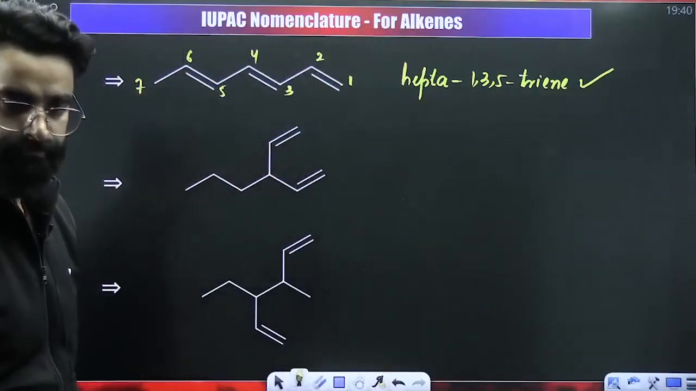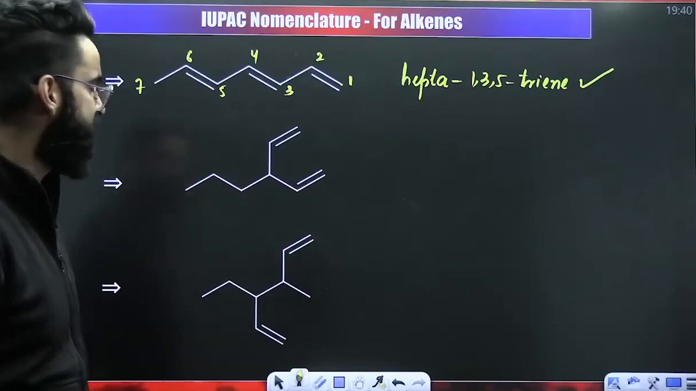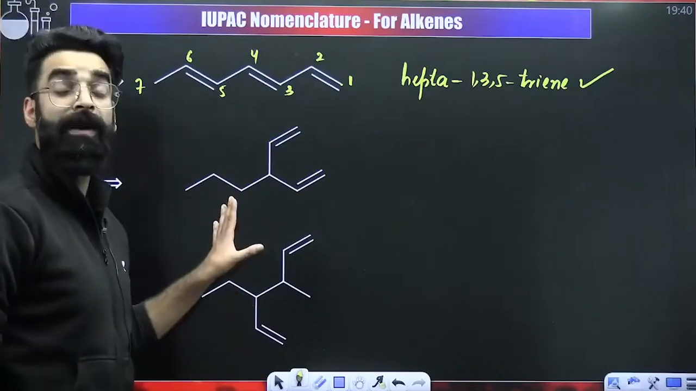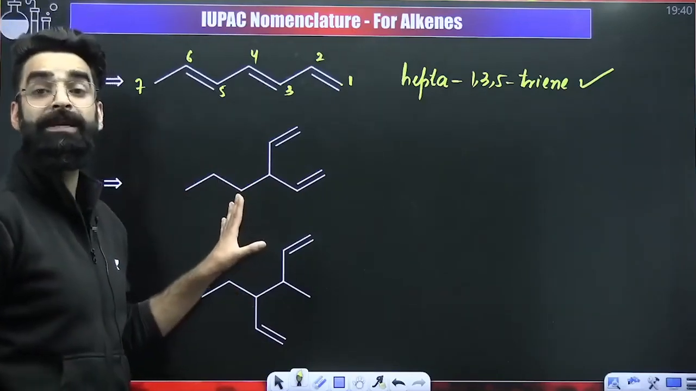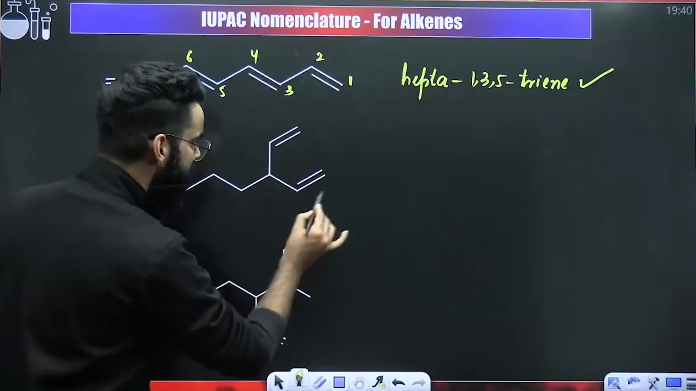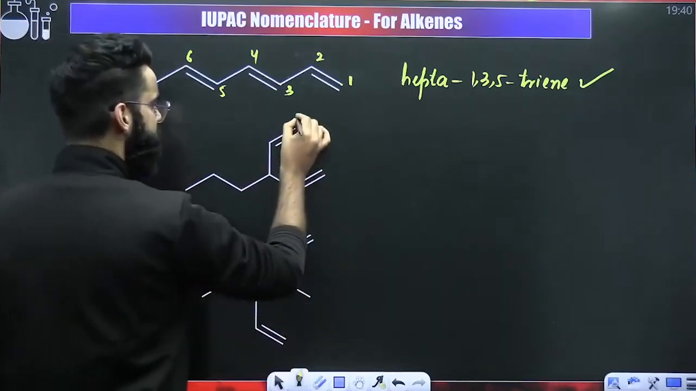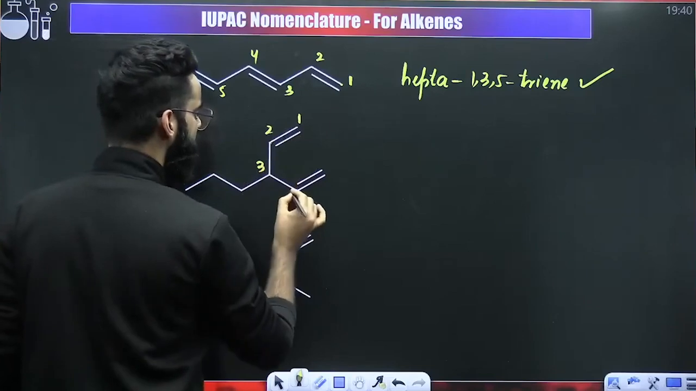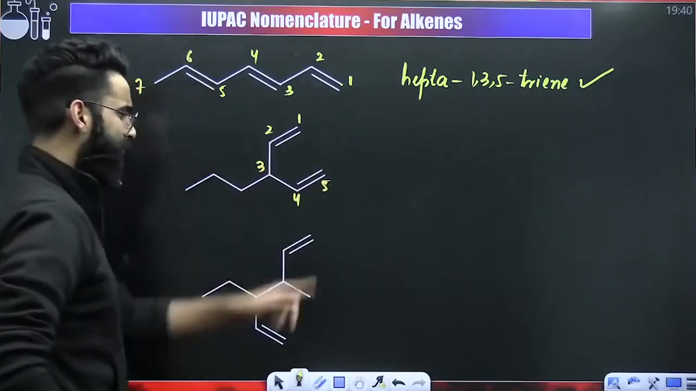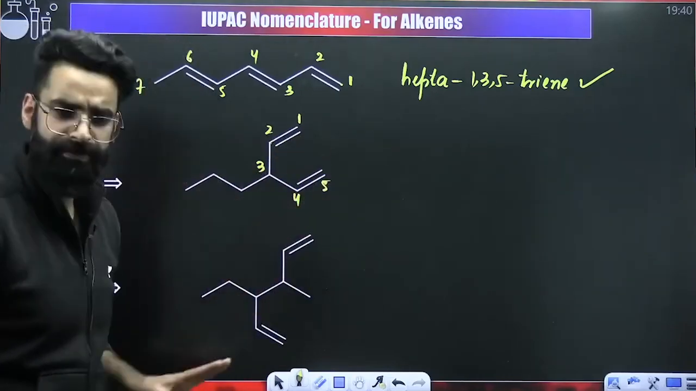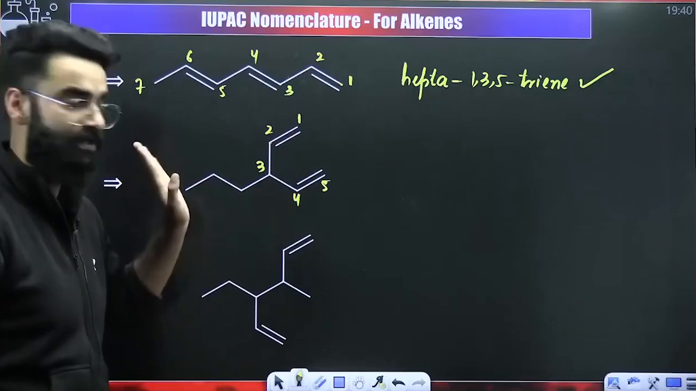Right? Yes. Look at the next one. Maximum multiple bonds to be included in the main chain. So this is going to be my main chain, my parent chain over here. Now start the numbering. Start from here. 1, 2, 3, 4, and 5. Or you can start from here as well. It won't make a difference.